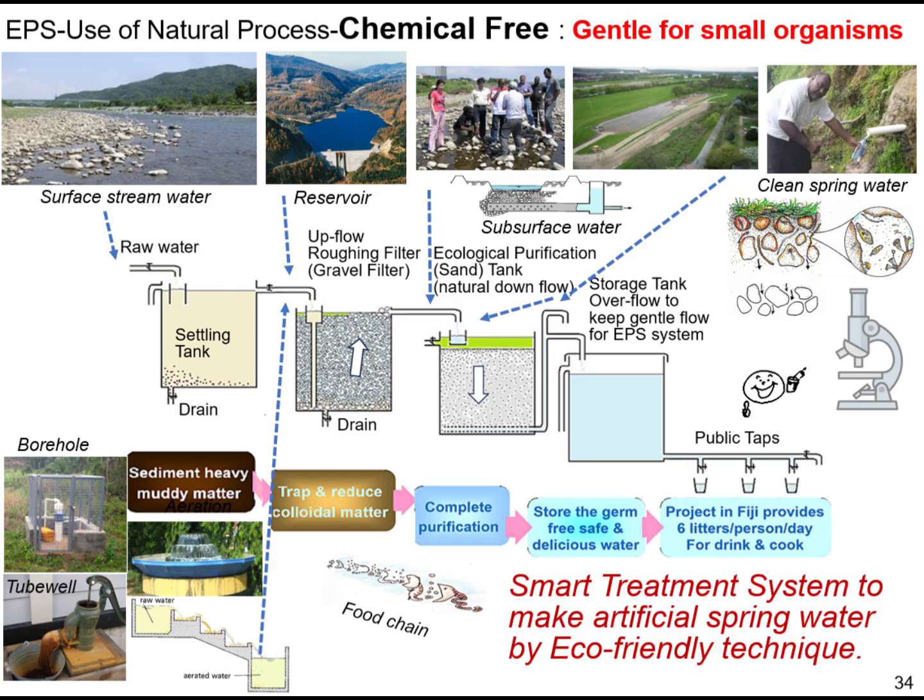EPS is a use of natural process. This is chemical-free. The key is being gentle to small organisms. This is a smart treatment system to make artificial spring water by an eco-friendly technique.